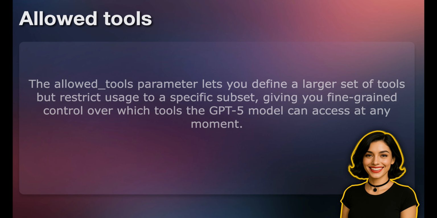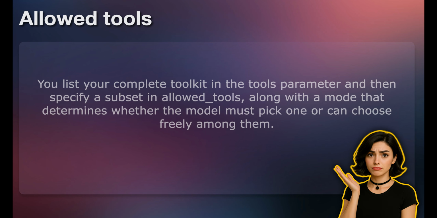The allowed tools parameter lets you define a larger set of tools but restrict usage to a specific subset, giving you fine-grained control over which tools the GPT-5 model can access at any moment. You list your complete toolkit in the tools parameter and then specify a subset in allowed tools, along with a mode that determines whether the model must pick one or can choose freely among them.